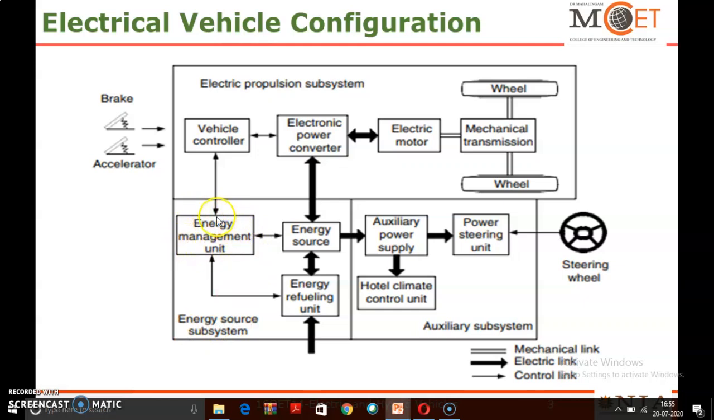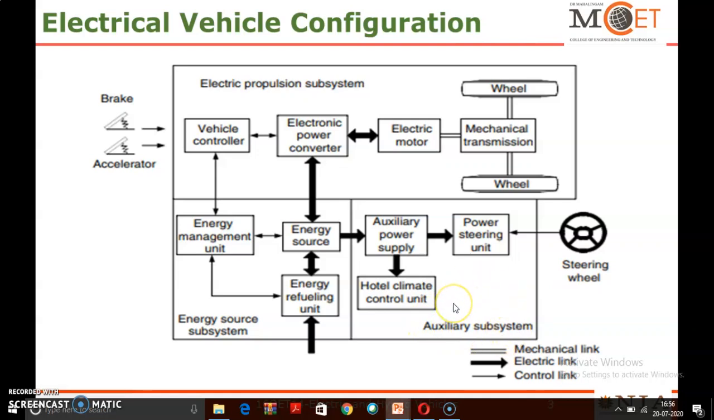So the next unit is the energy source subsystem. Here the energy management unit will cooperate completely with the vehicle controller to control the regenerative action. And this energy management unit will also work with the energy refueling unit to control the energy refueling unit effectively. And this energy management unit will constantly monitor the availability of the energy sources.